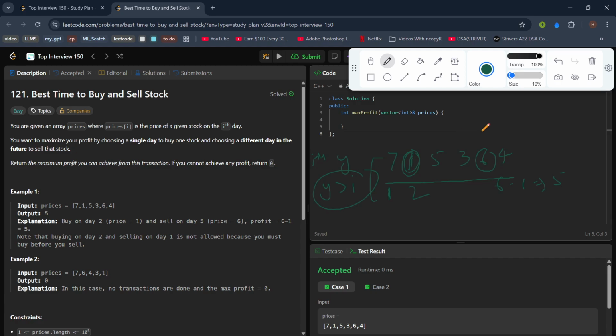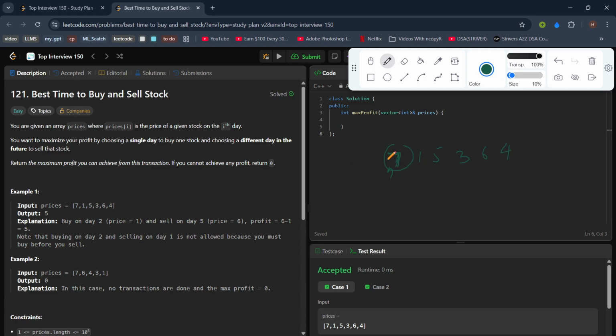So what is the most basic, or you can say naive approach you can think of for this solution? Basically, we could start from every index, and what we could do is find the maximum element after this, because the profit would be maximum if we sell at the point where the price is maximum.